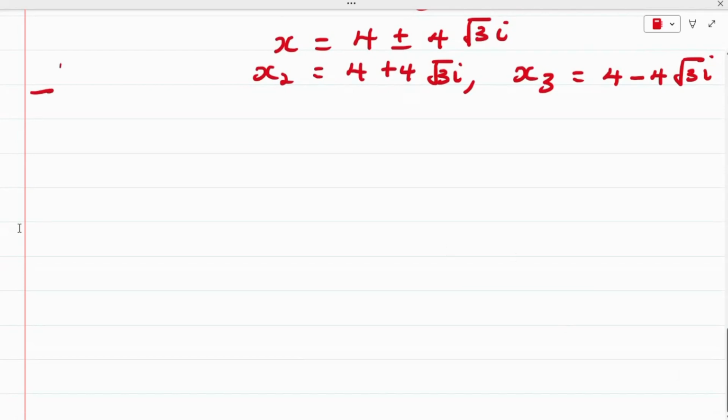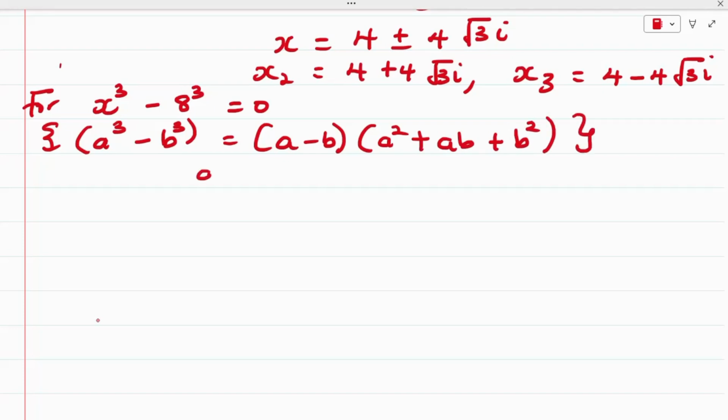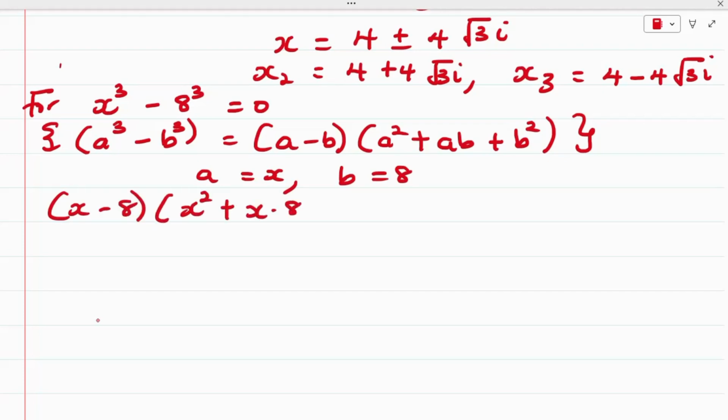0. So we are going to say solving for x raised to the power of 3 minus 8 raised to the power of 3 equals 0. So we want to apply the difference of cubes formula that says a raised to the power of 3 minus b raised to the power of 3 is equal to a minus b multiplied by a square plus ab plus b square. So we want to apply this, and we have that a is equal to x and b is equal to 8. So we have x minus 8 multiplied by x square plus x multiplied by 8 plus 8 square, and this is equal to 0.